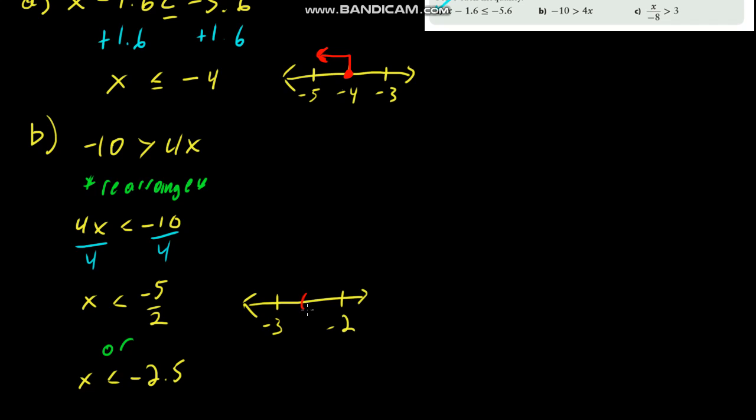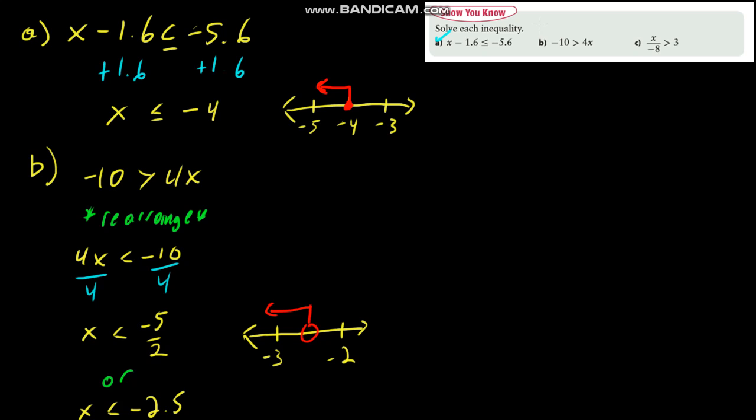I'm going to put an open dot right in the middle there, and it's saying x is less than negative 2.5. Now, I didn't divide by a negative, so I didn't have to rearrange my inequality or anything like that. So I know that I'm okay just going like this. And that would be my answer here. So that's a graphical approach. And of course, this would be your algebraic approach as well.